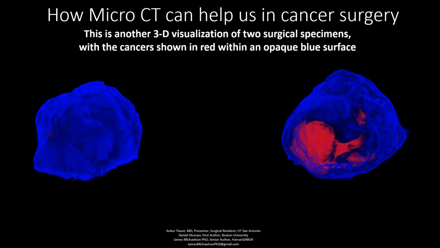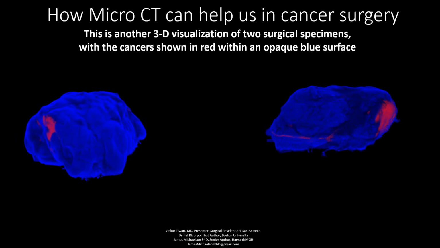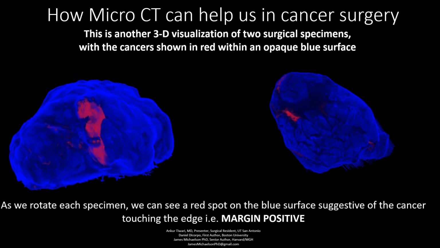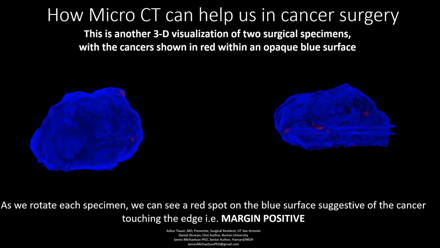This is another 3D visualization of two surgical specimens with the cancers shown in red within an opaque blue surface. As we rotate each specimen, we can see a red spot on the blue surface suggestive of the cancer touching the edge, that is, margin positive.